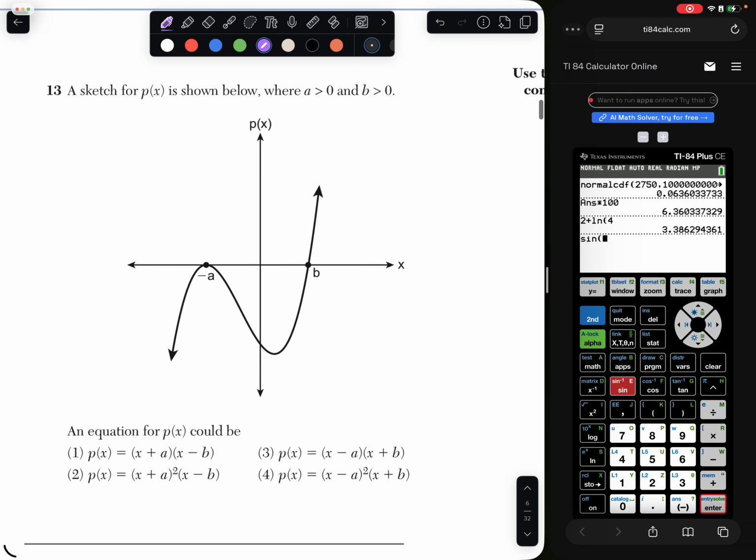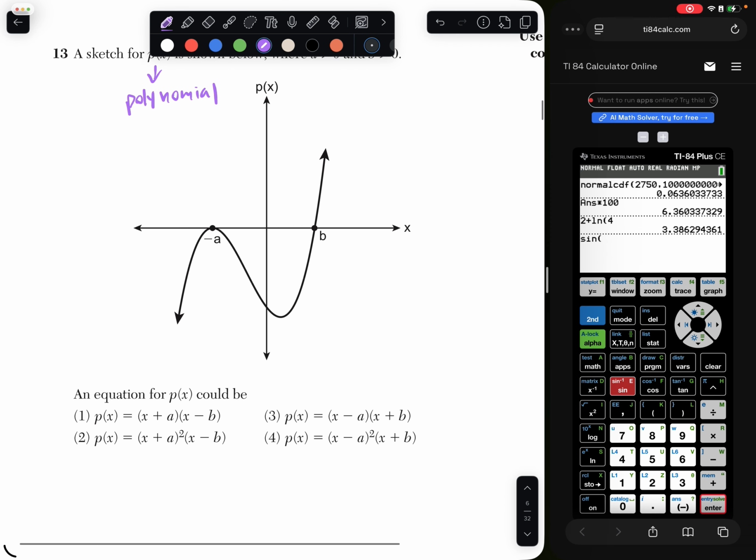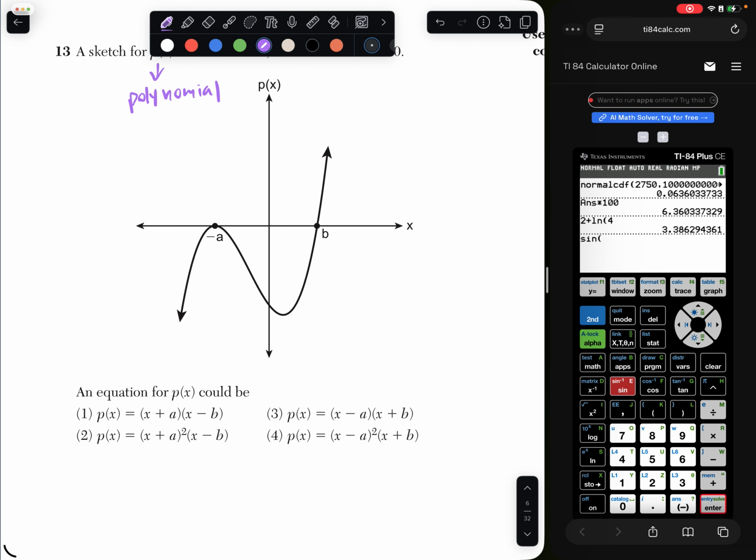Okay, a sketch for p of x is shown below where a is greater than 0 and b is greater than 0. Usually, they use p of x for polynomial. Now I want to see what the equation is. Here, this b would be x minus b. Here, this would be x plus a. But the problem is the multiplicity. Do we know what it is?